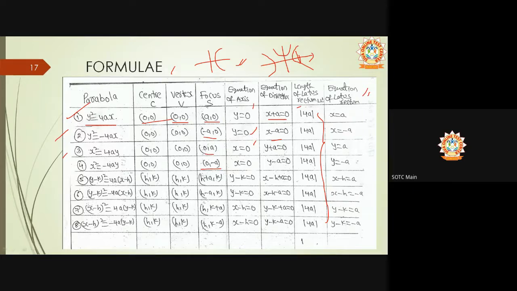So the first 4 are your center at 0, 0. The next 4 are your center and vertex at h, k. In this case just h, k is added in the place of 0, 0.